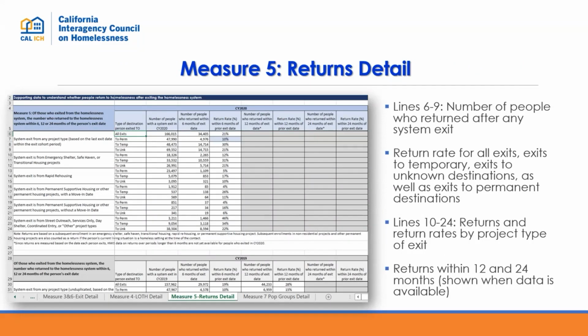The tab also provides the number of returnees who return to the system within 1 and 2 years of their exit. This data will only be shown once sufficient time has passed for the exit cohort to be able to report these numbers.